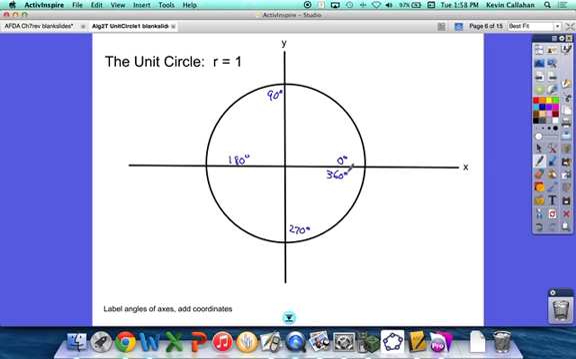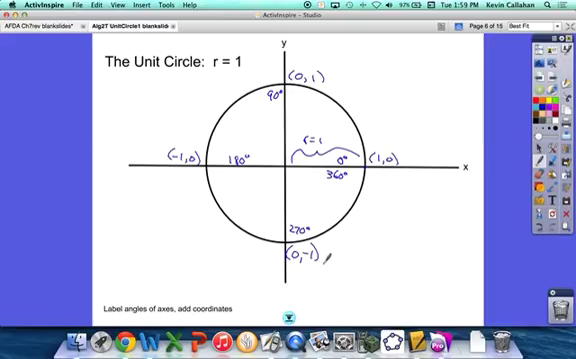Now, what we're interested in, not just the angles now, we want to know what are the coordinates where the circle is at that angle. For example, what are the coordinates of this point right here? Since the radius is 1, r equals 1, this point has the coordinates 1, 0. What would be the coordinates of this point? 0, 1. What are the coordinates of this point? Easy stuff. And then this one is 0, negative 1.